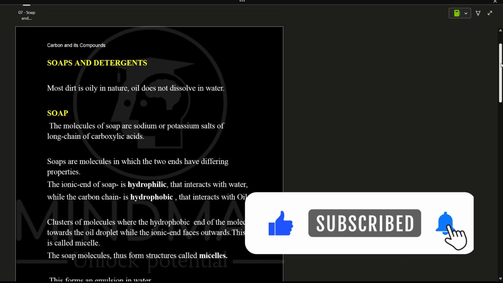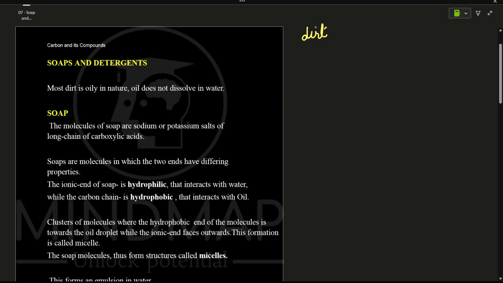Today we are going to study about soaps and detergents. Why do we use soaps? To remove the dirt particles that are stuck to your clothes or to the body. Now most of the dirt is oily in nature and we know that oil does not dissolve in water. So to remove those dirt particles, we use soap.